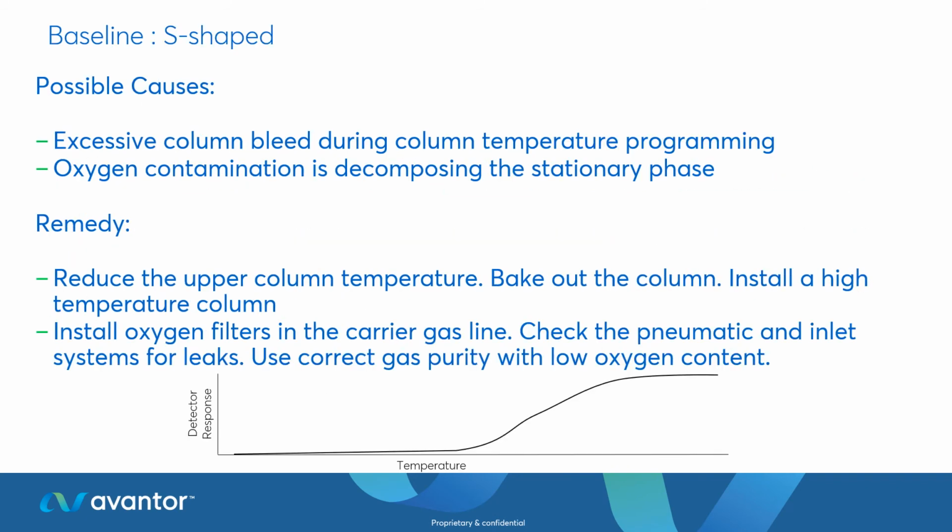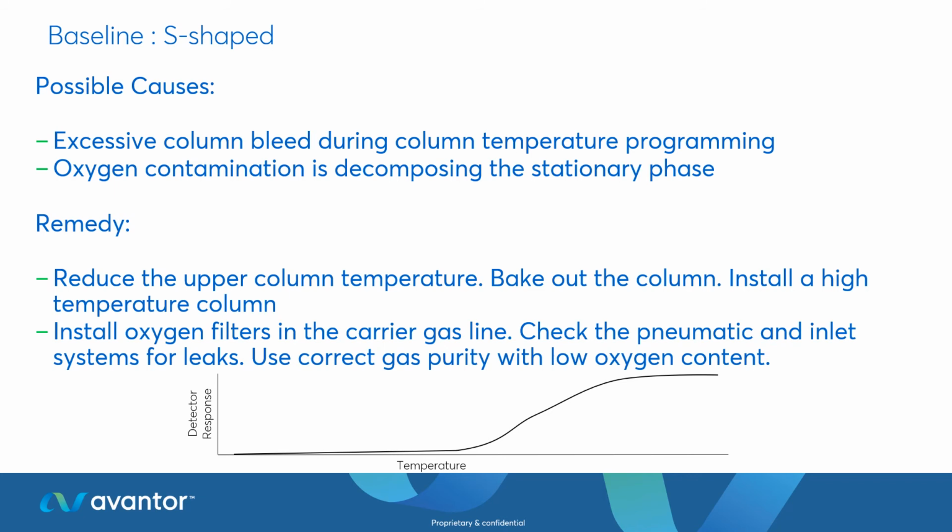An S-lined baseline is something that we have seen previously, but there are other possible causes that can happen here. Excessive column bleed can be an issue, particularly where we're looking at higher column temperature programming. Also, oxygen contamination can cause decomposition of the stationary phase that can cause this elevated baseline rise as we increase the temperature.